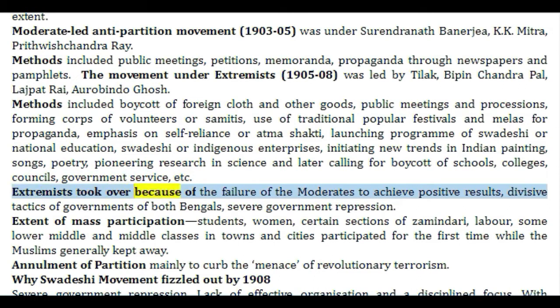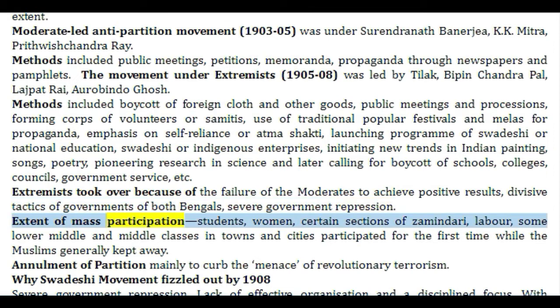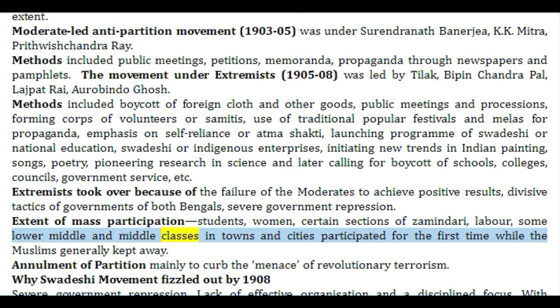Extremists took over because of the failure of the moderates to achieve positive results, divisive tactics of the governments of both Bengals, and severe government repression. Extent of mass participation: students, women, certain sections of zamindari, labor, and some lower middle and middle classes in towns and cities participated for the first time, while the Muslims generally kept away. Annulment of partition was mainly to curb the menace of revolutionary terrorism.